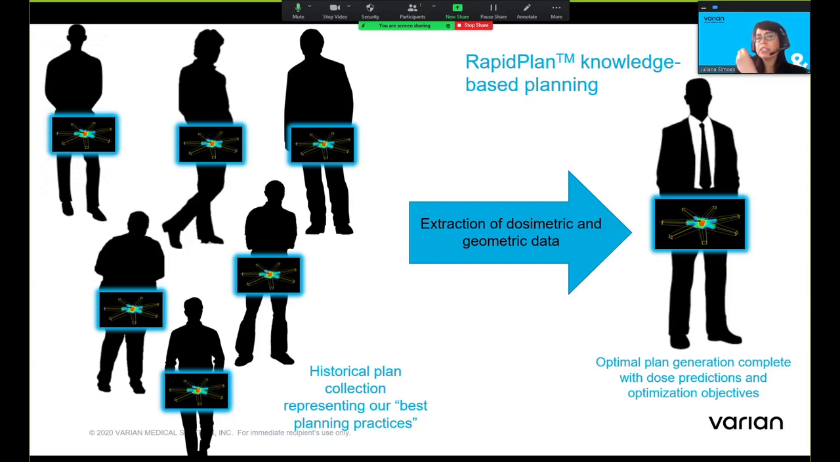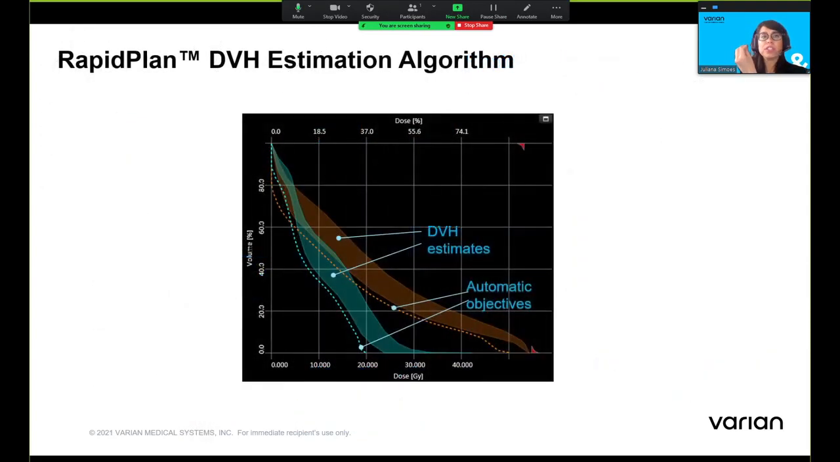How does that really look like when you're using it? This is what you see when you're in the optimization screen. So as soon as you start the optimization, you don't select or put any optimization parameters. You already have your structures, your beam setup already set. When you come back to the optimization, that's what you see when you select a model. Before you even start optimizing, it's going to tell you this is where each structure will go, and this is the DVH estimation band that you see right here.